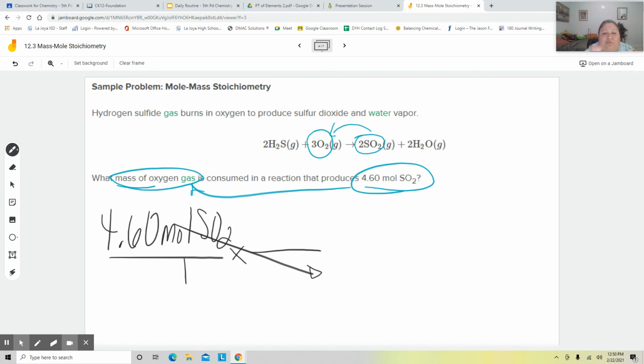So where does that 3 go? Where does the 2 go? Well, first I need to follow the arrow with my units. My unit is moles of SO2. So then that means moles of O2 need to go on top.